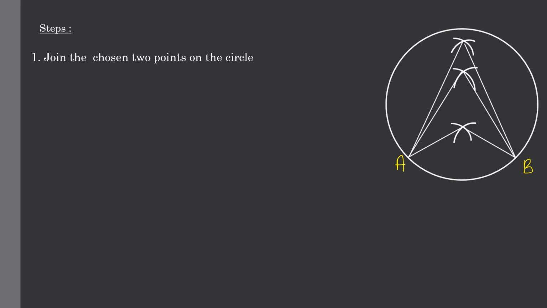And the first step, all of you join the chosen 2 points, that is A and B, on the circle. What do you obtain? Yes, you will get a figure like this, isn't it? Now, what do you have to do? Okay, draw the perpendicular bisector of AB. All of you draw the perpendicular bisector of AB.